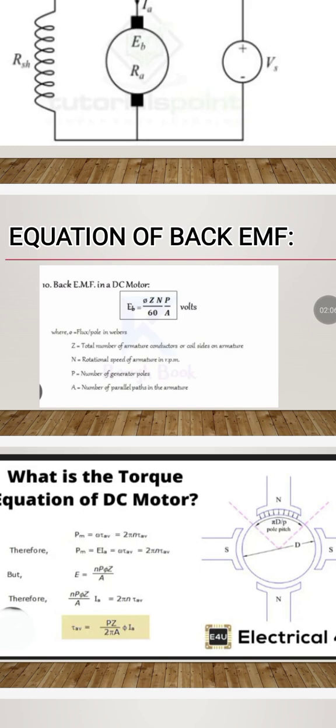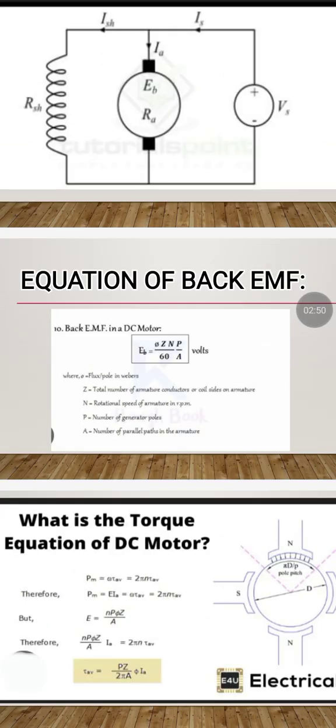We can see that V minus EB is equal to IA RA, where IA is equal to net voltage upon resistance, that is IA equals V minus EB upon RA, where V equals EB plus RA IA. From the above equation, back EMF EB is directly proportional to speed N. At standstill, EB is equal to 0.